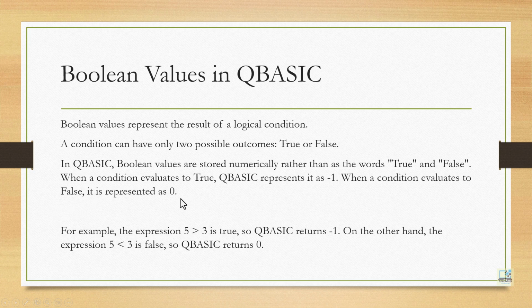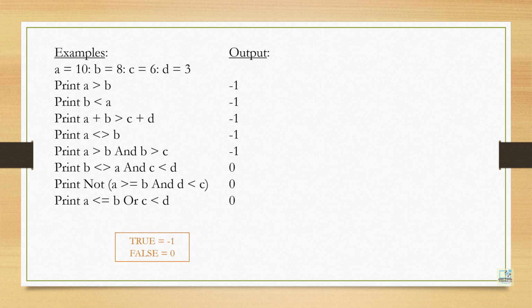Understood? Whenever you write any condition in QBASIC using relational and logical operators, if the condition becomes true, you think of it as -1, meaning true equals -1, and if it is false, then it is equal to 0. For example, if I write the expression 5 greater than 3, 5 greater than 3 is true, but it will be stored as -1. Understood? And 5 less than 3 is false, so it will be stored as 0. So 0 represents false, -1 represents true. I have some examples which will help you understand better.